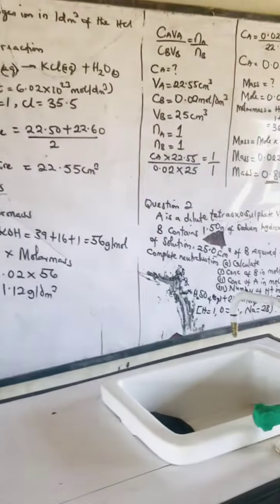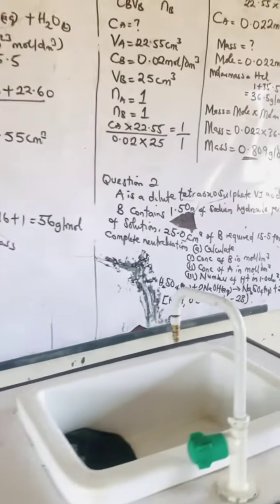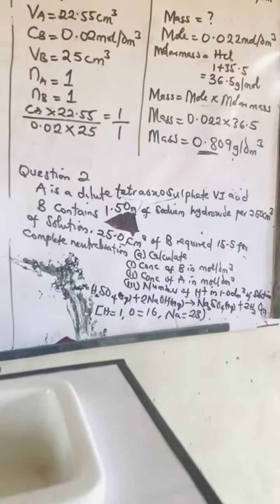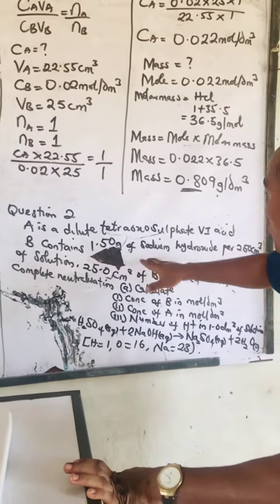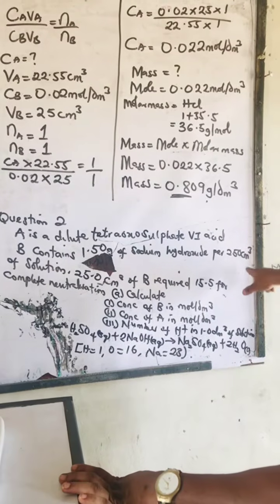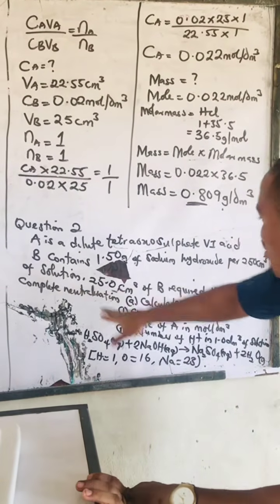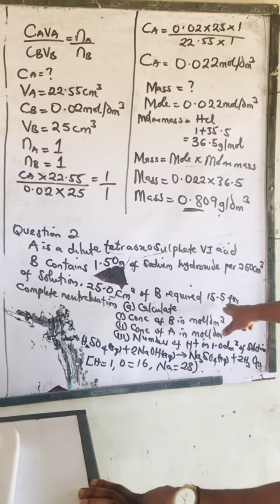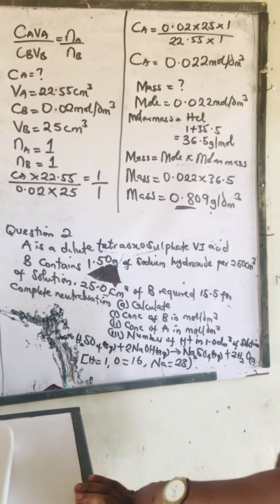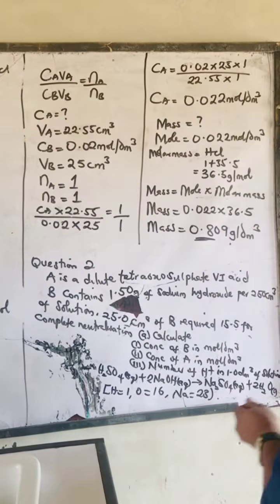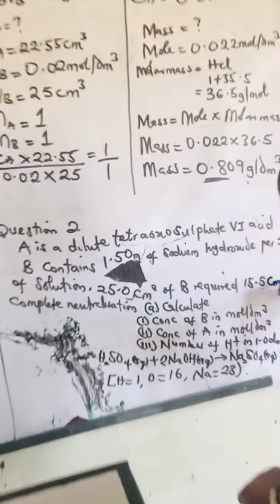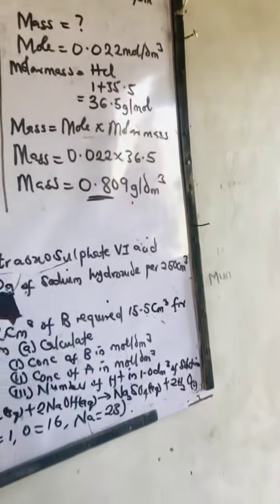Now, that's the first question. Look at the second question. We are going to go about the second question very quickly. We have A is a dilute tetraoxosulfate VI acid. B contains 1.50 gram of sodium hydroxide per 250 centimeter cube of solution. 25.0 centimeter cube of B required 15.5 centimeter cube of A for complete neutralization. The unit is very important.